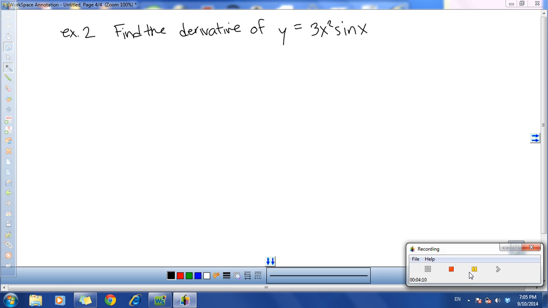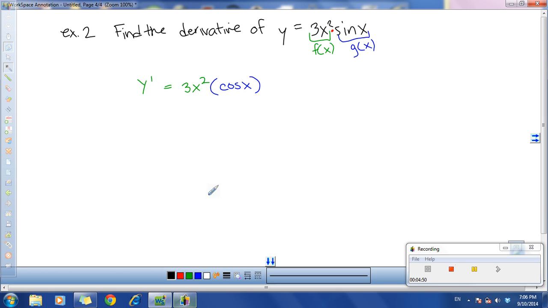For our second example, I have find the derivative of y equals 3x squared sine x. I do have a product here, and the product is between these two functions right here. I have 3x squared, that's considered one function, that's f of x, and I have sine x, and that's considered my second function. So it's the first times the derivative of the second plus the second times the derivative of the first. Following that, I get y prime equals the first, 3x squared, times the derivative of the second. The derivative of sine x is cosine x.